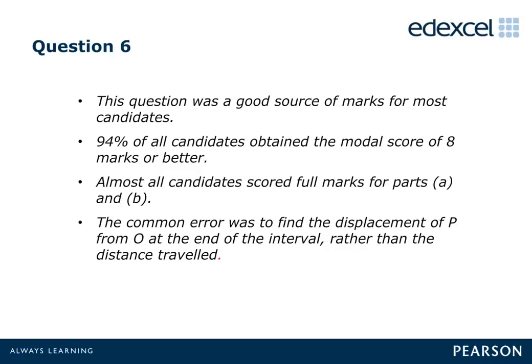Question 6 was a good source of marks for most candidates. 94% of all candidates obtained the modal score of 8 marks or better. Almost all candidates scored full marks for parts A and B. The common error was to find the displacement of P from O at the end of the interval, rather than the distance travelled.